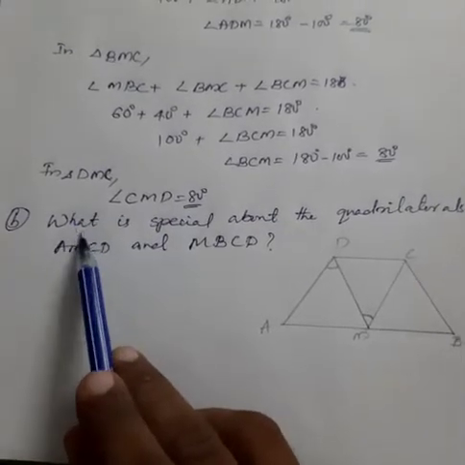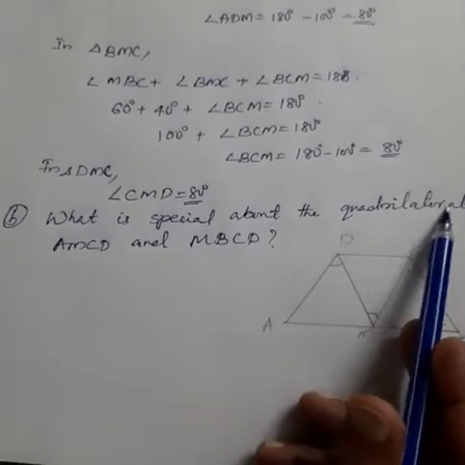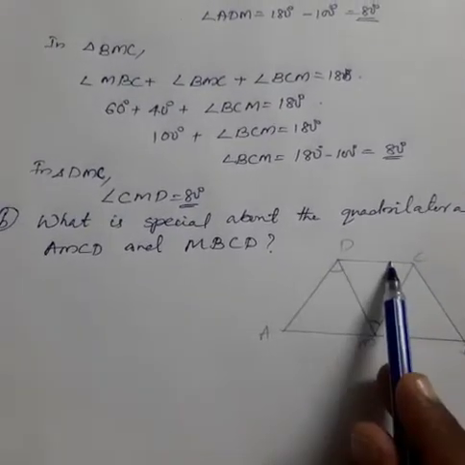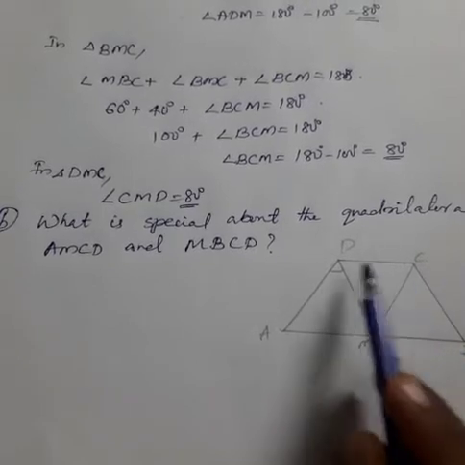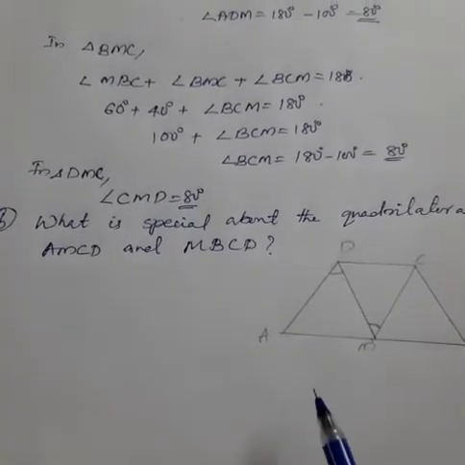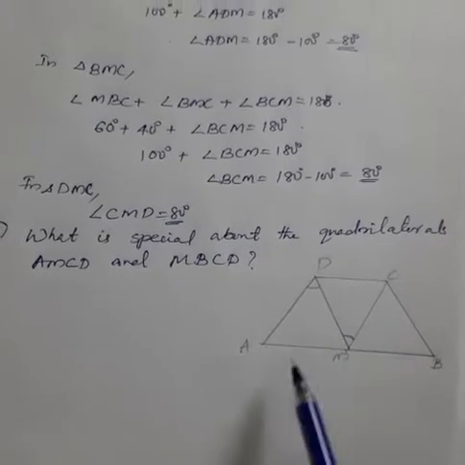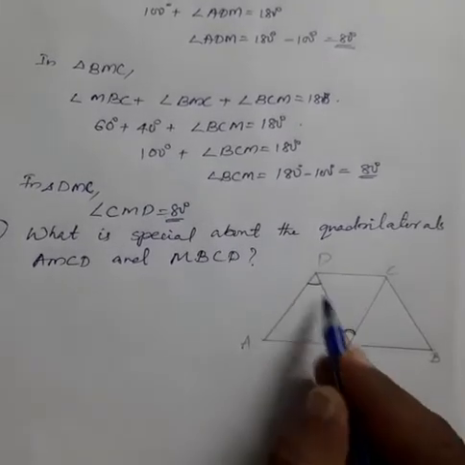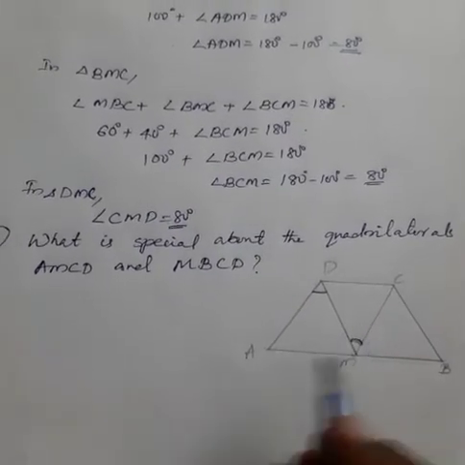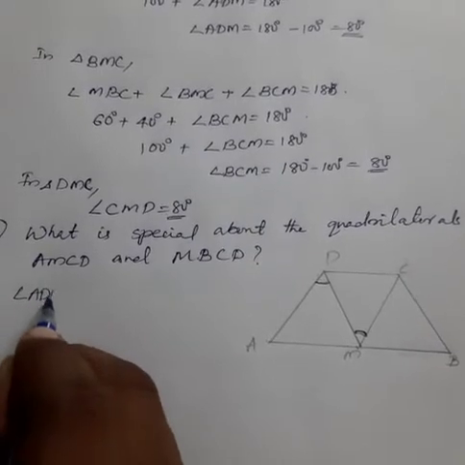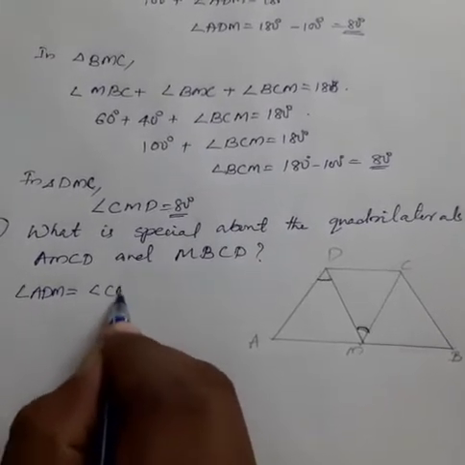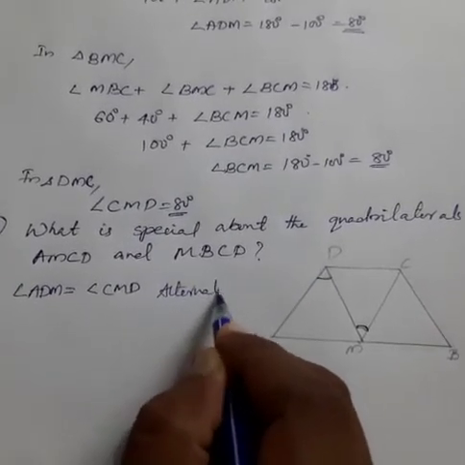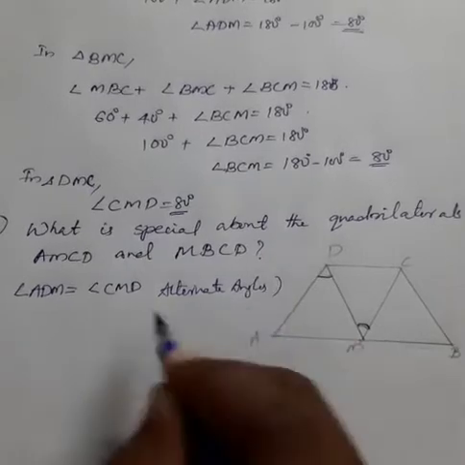The next question, continuation of the question: what is special about the quadrilaterals AMCD? AMCD, this is one quadrilateral, and MBCD, this is another quadrilateral. What is the speciality of these two quadrilaterals? Here you can see these two angles are equal because they are alternate angles. Angle ADM equal to angle CMD. They are equal because they are alternate angles.